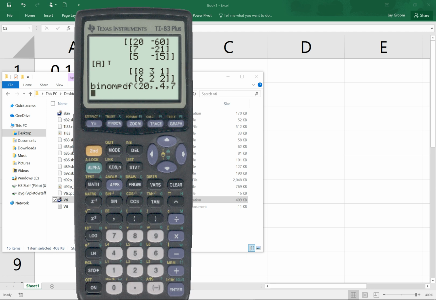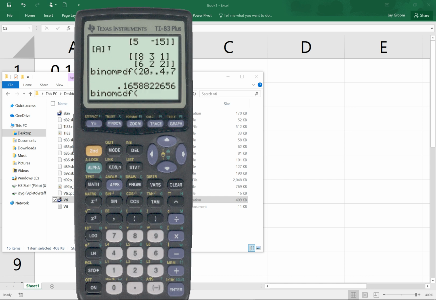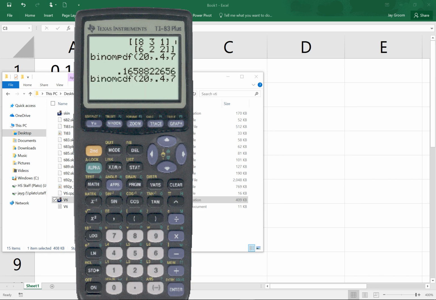So you have a drop down. Cool. So then 20, 0.4, 7. And then paste. And then it looks just like mine. And then hit enter. And there's your 16.5. And the CDF is exactly the same. Second, bars, binomial CDF. And it'd be 20, comma, 0.4, comma, 7. And there's your 41.5% again.